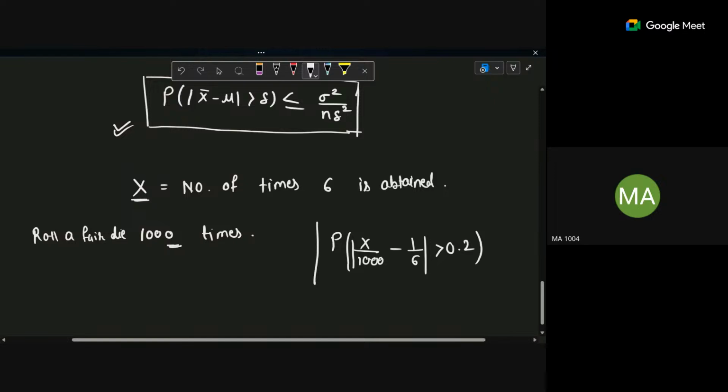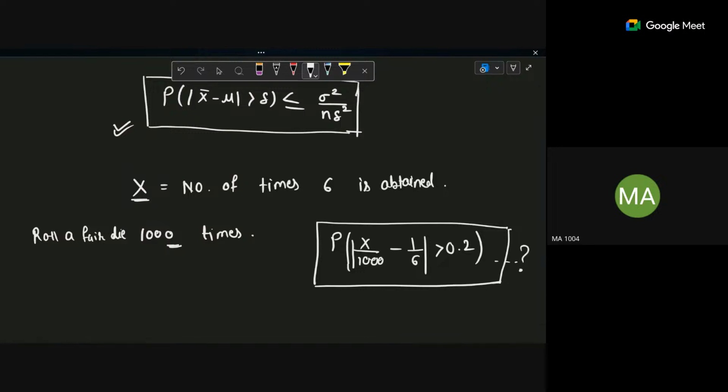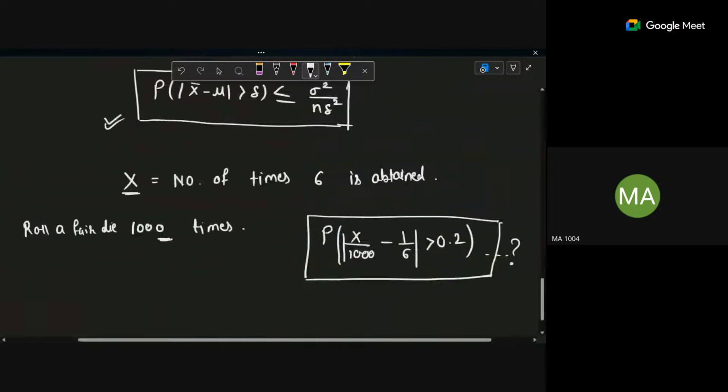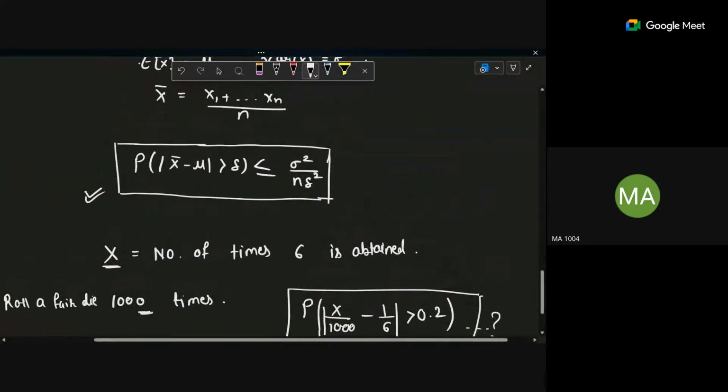So the bound for this particular thing is being asked. This is our question, using the weak law of large numbers. Now you know the weak law of large numbers, and this is the given information. So how should we proceed? What is our x bar here? What is mu here? Delta? Once you know delta, sigma square and n, we know, right?